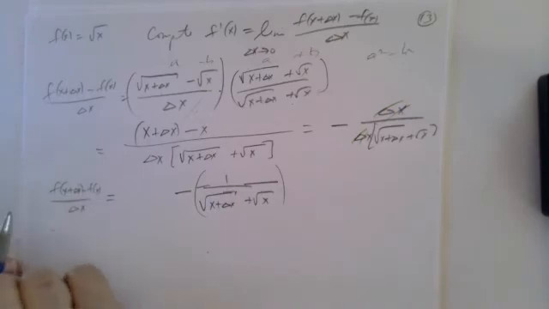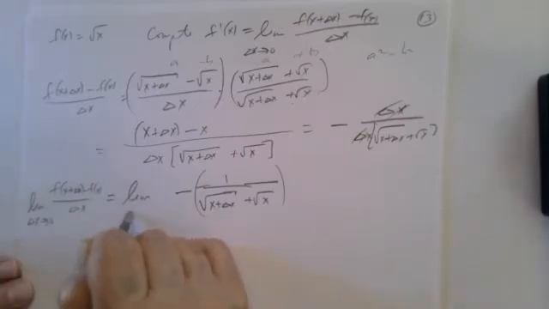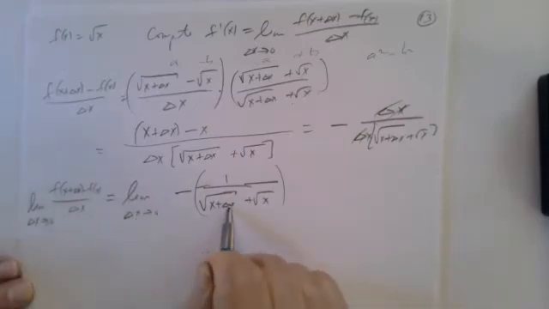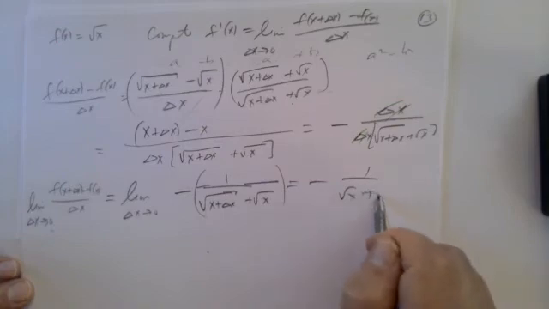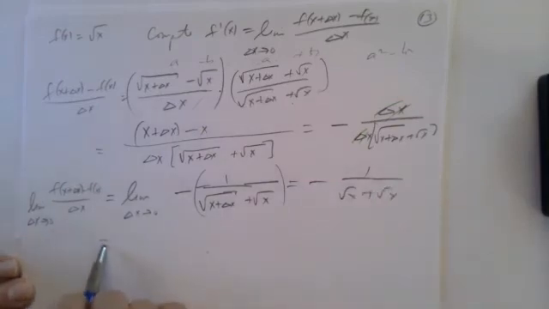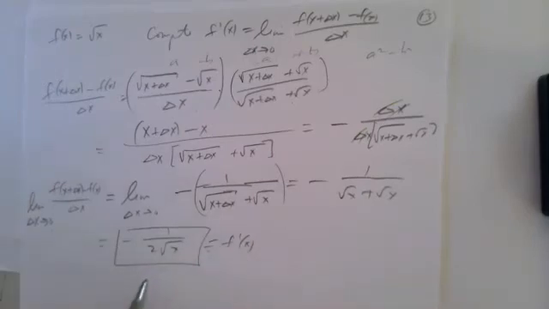And then I take a limit as delta x goes to 0. When delta x goes to 0, this just becomes square root of x plus the square root of x. And 1 plus 1 is 2. So I get minus 1 over 2 times the square root of x. And that is the derivative of the function.